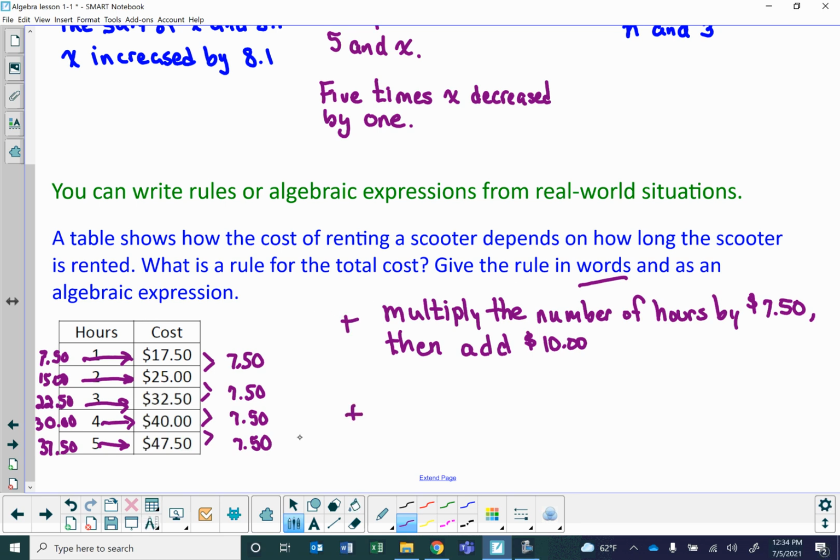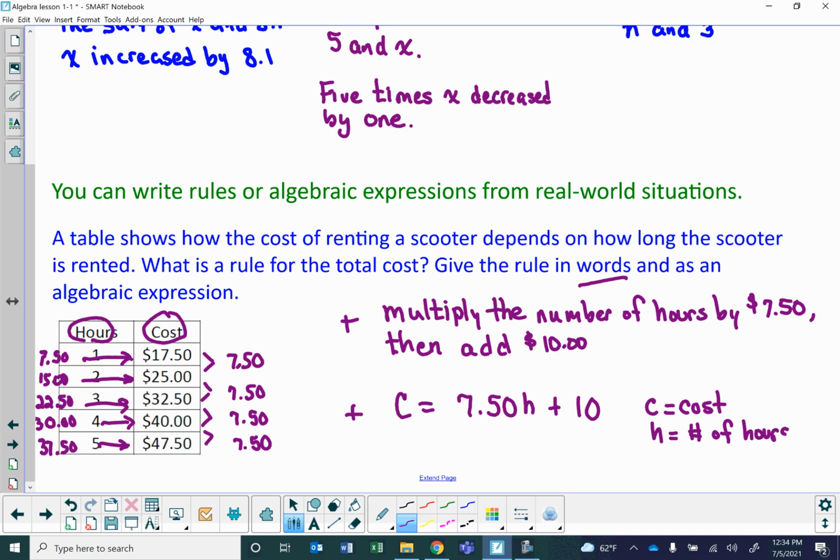So as my algebraic expression, I'm going to look at cost and hours. So my cost will equal $7.50 times the number of hours plus 10. And of course, I should define my variables here. Right? So I'm going to say that C equals cost and H equals the number of hours. Okay? So this is what we consider to be what we call a real world expression. Alrighty.